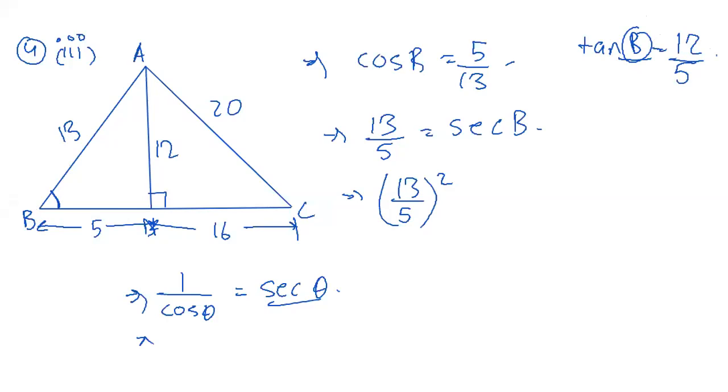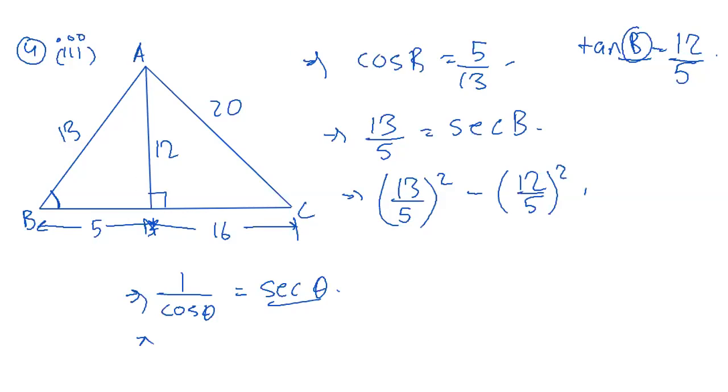No reciprocal is required. We have to only find tan B, because if we had to find cot B, it would have been the reciprocal of tan B, which would be 5 upon 12. But here it is asking us to find tan square B. Here we have found tan B. All we have to do is square it. So tan square B will be 12 upon 5 whole square.